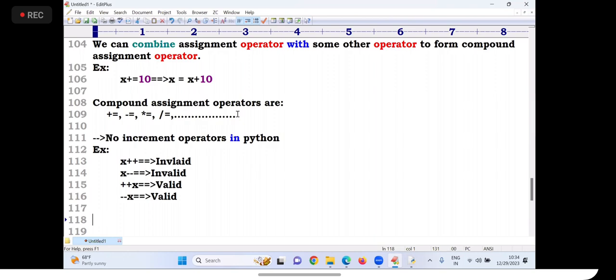Presently it is in operators now. Once we go to the data types, list to set, then ascending and descending are there. Presently, at the time of operators, that type of terminology is not there.